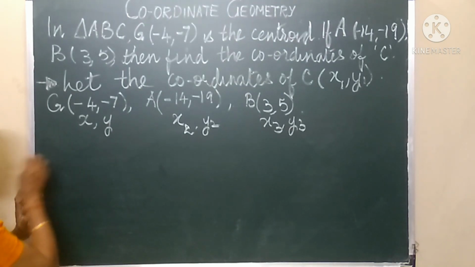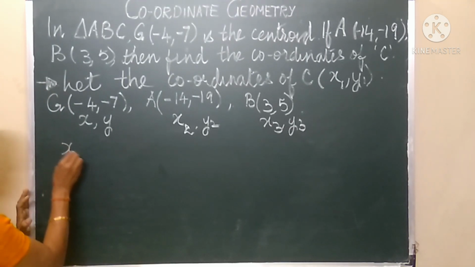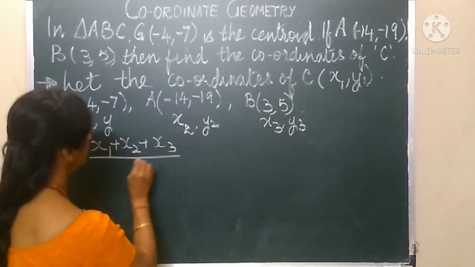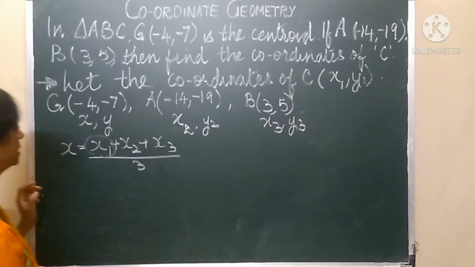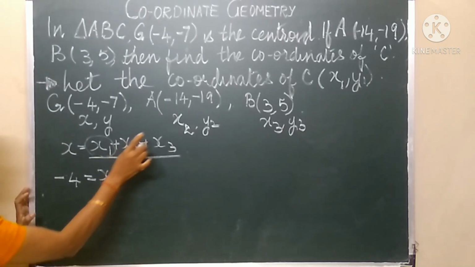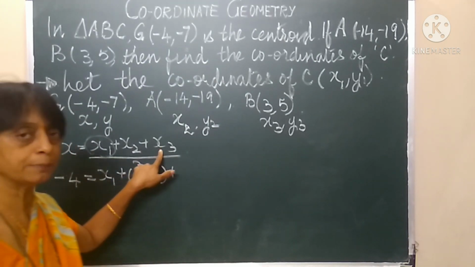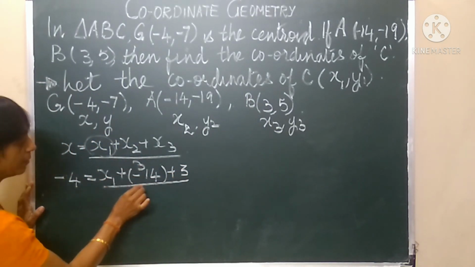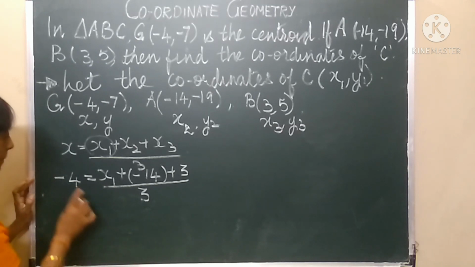So let's start. How do we get the coordinates of the centroid? What is the formula? X is equal to x1 plus x2 plus x3 upon 3. We have to find out the value of x1. So let's substitute. What is x? -4. x1 plus x2 is -14, plus let's substitute the value of x3, that is 3. Let's not forget the denominator. 3 is performing division. When it goes on the other side, it becomes multiplication.